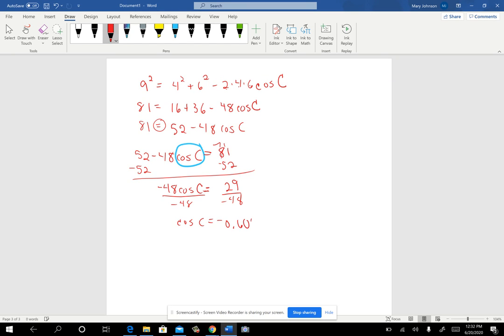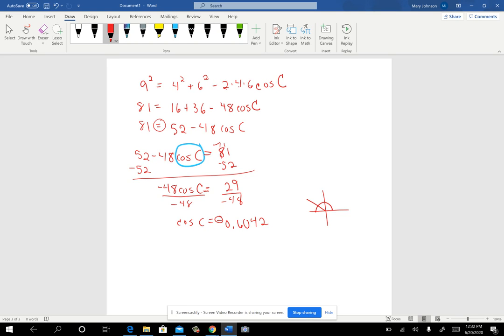So it's a negative 0.6042, and I would keep at least 4 places. I actually hang on to all the decimals. And see that negative right there? That tells me that I am going to be getting an angle over in this second quadrant. So it'll give me back an angle in either the first or the second, and this one will definitely be in that second quadrant.